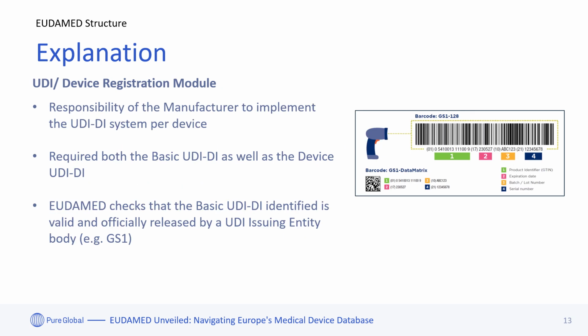Manufacturers must implement the UDI-DI system, registering both the basic UDI-DI and the product UDI-DI. This is not just a EUDAMED requirement. This is also a requirement under the MDR and IVDR. Please note that EUDAMED validates these UDI-DIs against the UDI issuing entities like GS1 to ensure authenticity. Therefore, be careful and please make sure to input correct data related to your device.